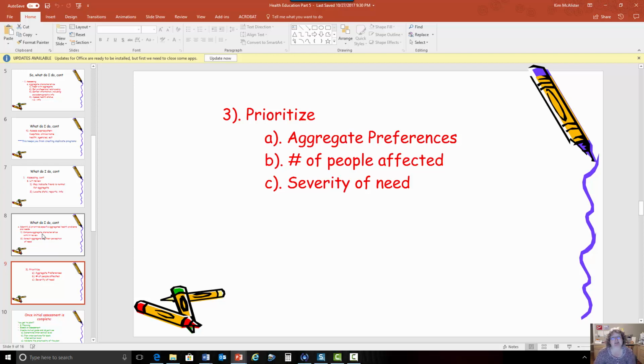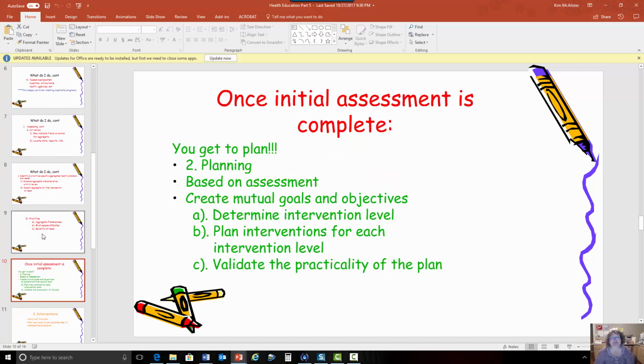You also have to look at severity of need. Although something may not be a priority for a community, it may be something that's very serious and poses an immediate threat. So that's something that would have to be addressed before addressing something that was of higher preference for them. So after you've done all that assessing, then you get to plan.